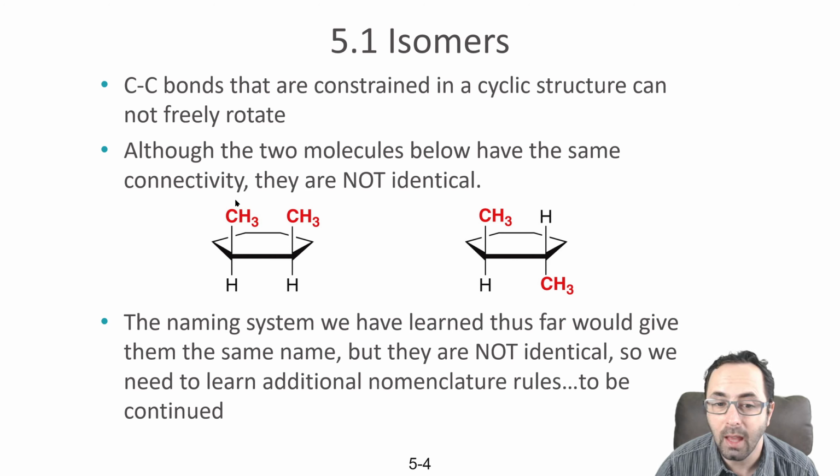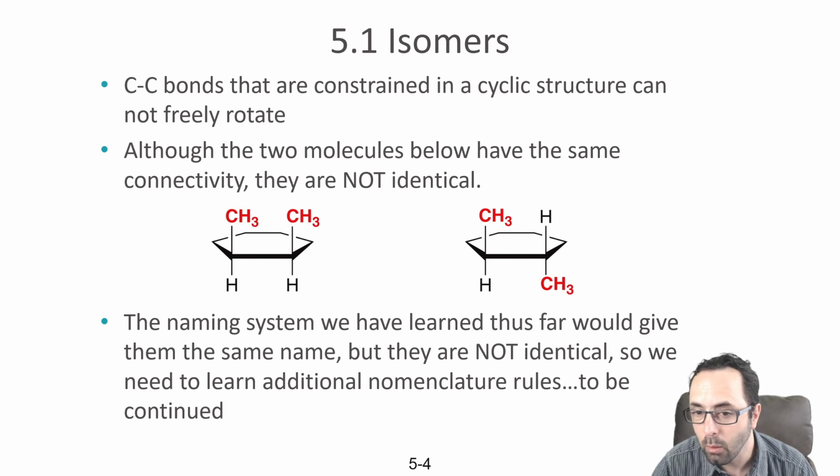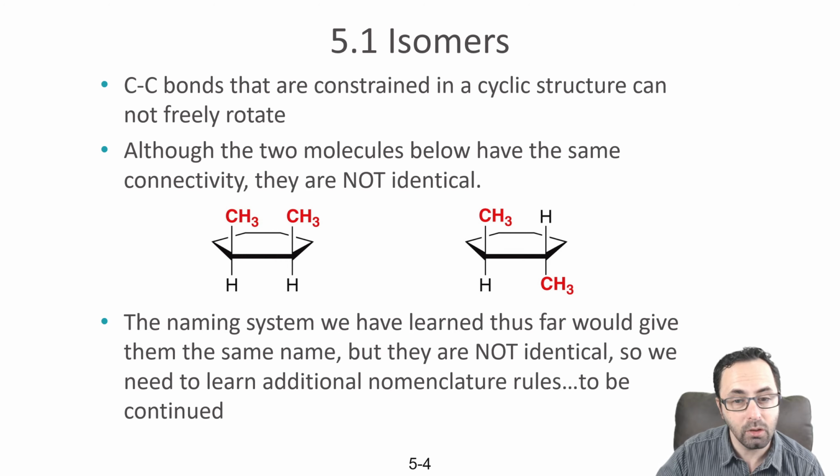Cis, where the atoms are on the same side of the ring, for example, both these methyl groups being on the top, versus trans, where one of these methyl groups is on the top of the ring and the other is on the bottom. And so we discussed this briefly, and we did have a naming system for cis and trans, but when things get more complicated, we're going to need an addition to our naming system besides cis and trans, just to differentiate between particular molecules.